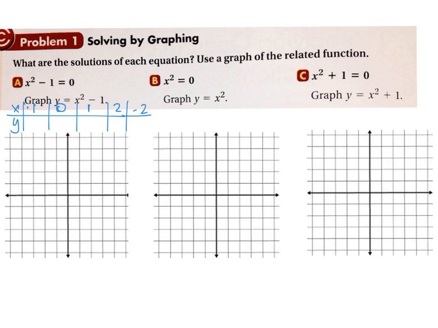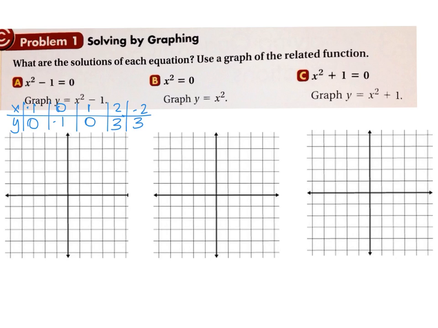So if I square -1, I get 1. Subtract 1, I get 0. If I square 0, I get 0. Subtract 1, and I get -1. If I square 1, I get 1. Minus 1 is 0. 2 squared is 4. Minus 1 is 3. -2 squared is 4. Minus 1 is 3. So I can graph those.